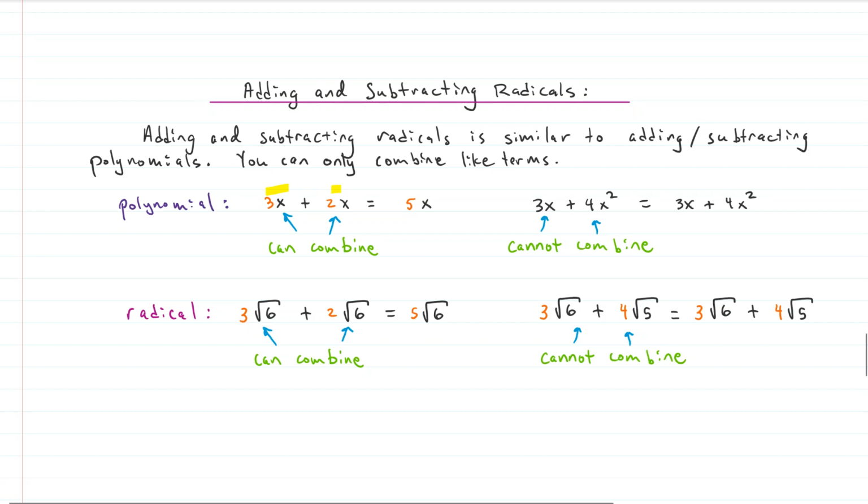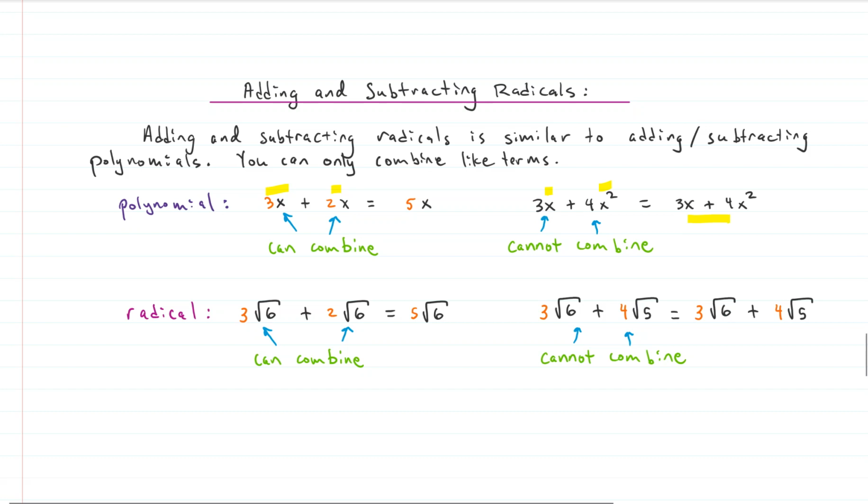It's like we've got 3 oranges and 2 oranges. How many oranges do we have? 5 oranges, because we had the 3 oranges and the 2 oranges. But we couldn't add together an x and an x squared because they weren't like terms. They have the same variable, but they don't have the same exponent. So we just have to leave it separate.